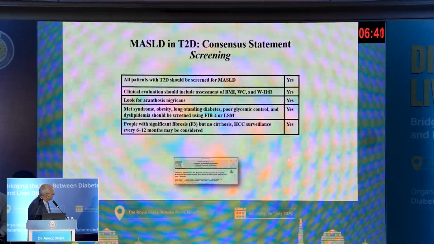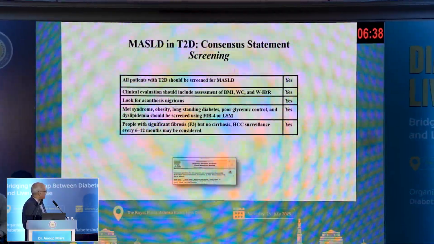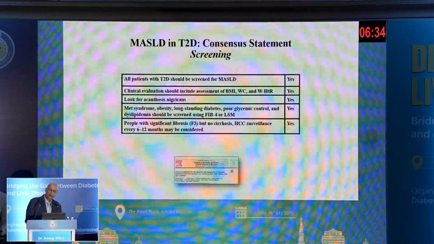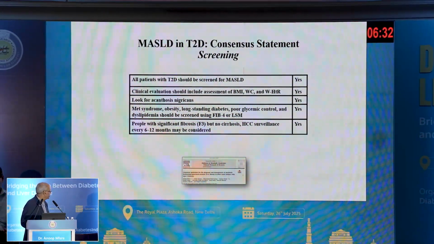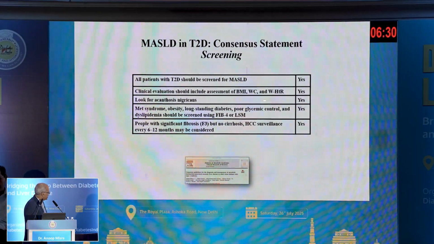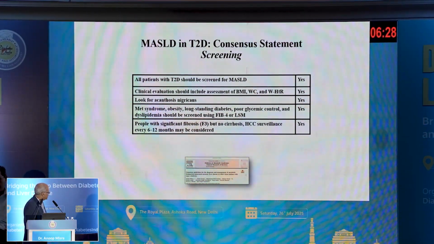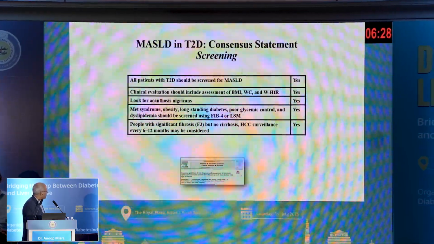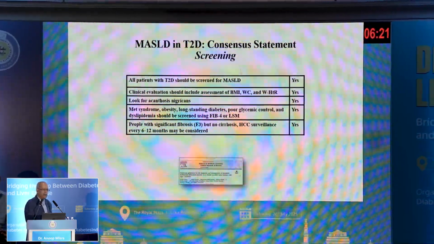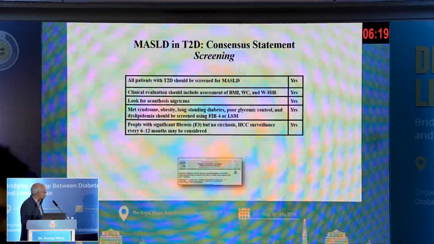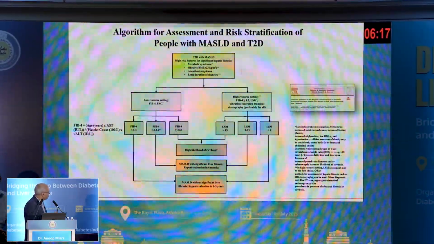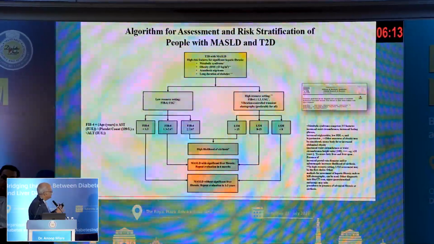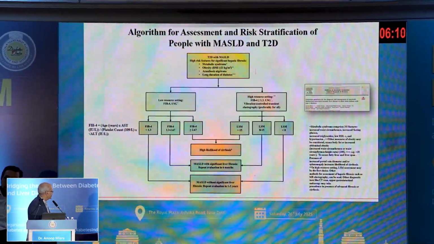Now what was the consensus? All patients of type 2 diabetes should be screened for MASLD. So while you are screening for other complications, please screen for MASLD. Clinical evaluation, I have already told you, look for acanthosis nigricans, look for metabolic syndrome, and of course there are a couple of markers where more intensive evaluation is necessary. So this is the algorithm. This is the algorithm for assessment and risk stratification.